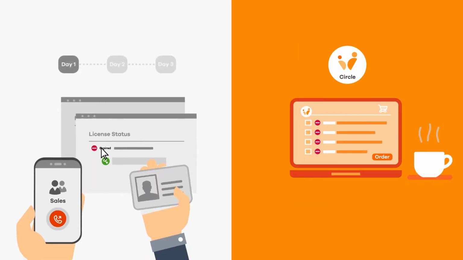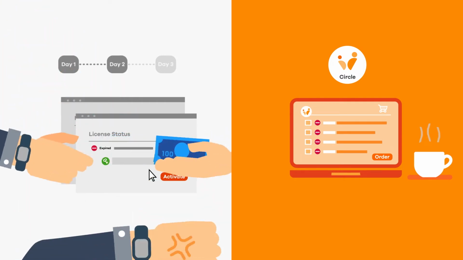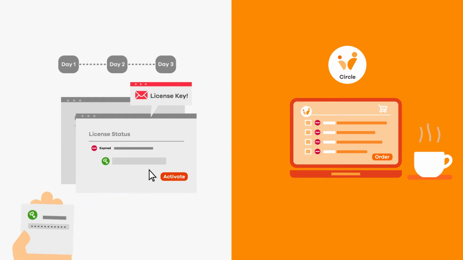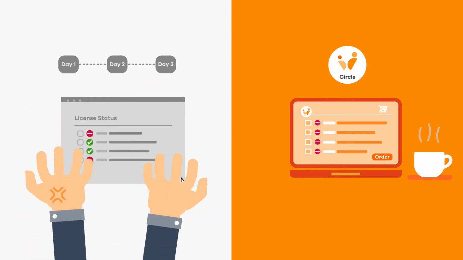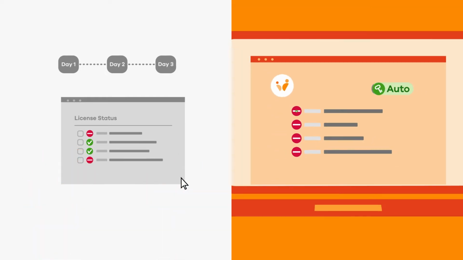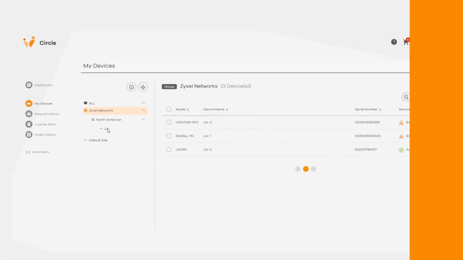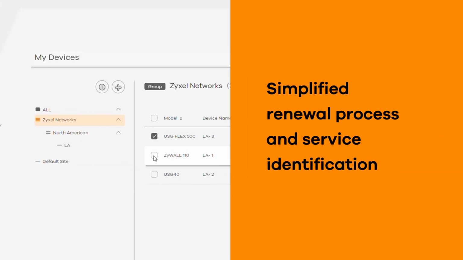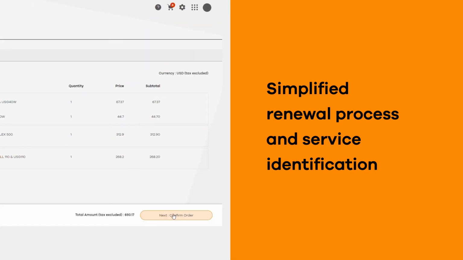It usually takes a long time to renew your licenses offline. You need to place orders and wait for the keys again and again, wasting precious time. But now with Circle, it simplifies the renewal process. Select services that require renewal and confirm the order. It's that simple.